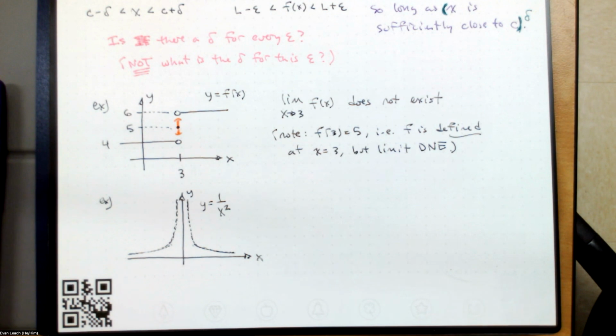Here we're interested in what's going on at 0. Here's another instance where the limit does not exist. The limit as x approaches 0 does not exist. As x is getting closer to 0 from the negative side or from the positive side, the function is not approaching any value. It's going towards infinity.